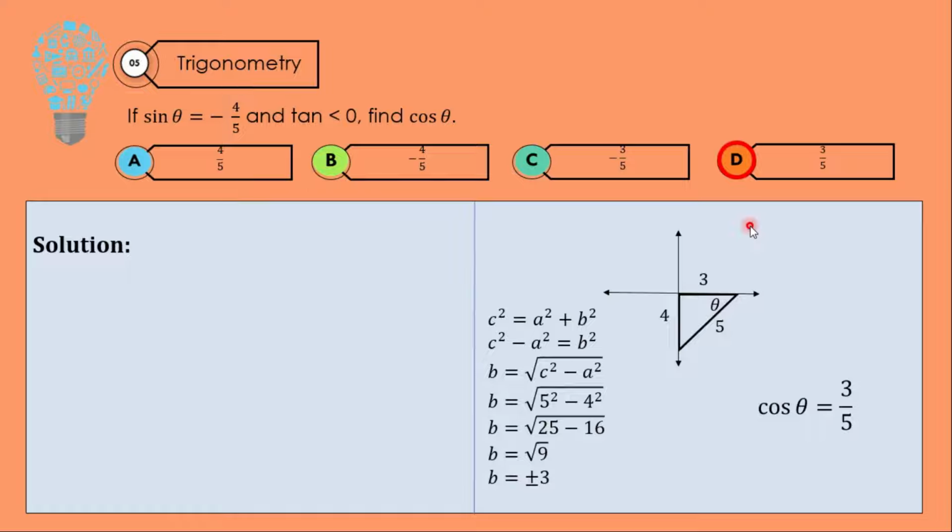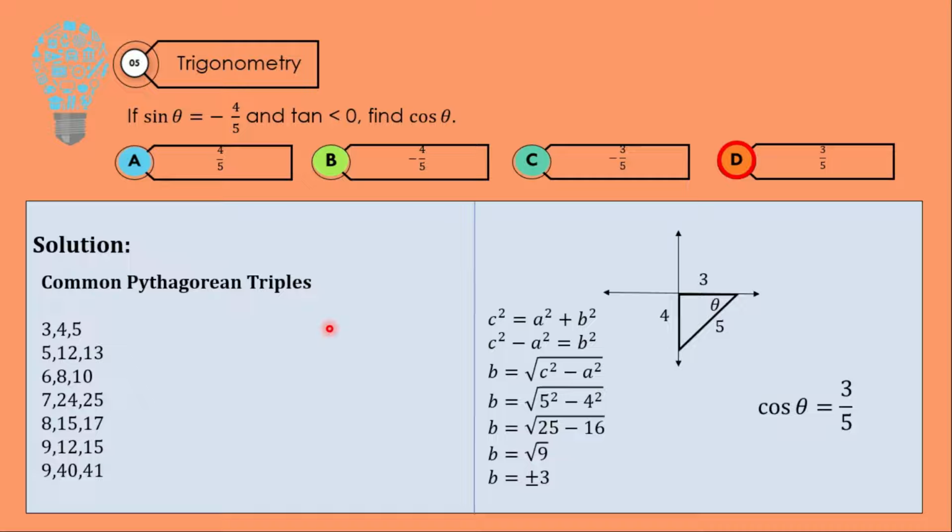Actually, 3, 4, 5 is one of the common Pythagorean triples. Pythagorean triples are a list of 3 numbers that work in the Pythagorean theorem. Being familiar with the common Pythagorean triples is helpful since we'll easily determine the missing value of one side. You don't need to use the Pythagorean theorem to determine the missing side. You just have to remember what value is missing. For example, we have a triangle whose given is 5 and 13. If we are familiar with the common Pythagorean triples, we'll easily realize that the missing term is 12. No need to solve or compute using the Pythagorean theorem.